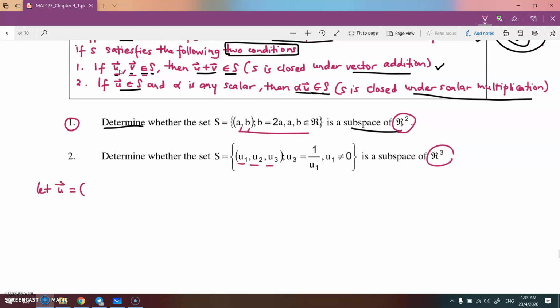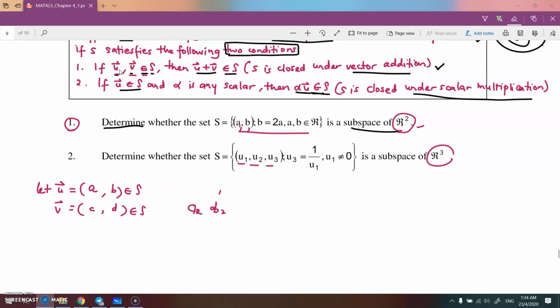Since you cannot see any vector here, you have to let them first. You have to let vectors U and V be elements of R2, a vector space of dimension 2. You can use AB, CD, or if you don't want to use CD, you can use A1, B1, A2, B2. It's up to you, but in this example I use AB, CD.